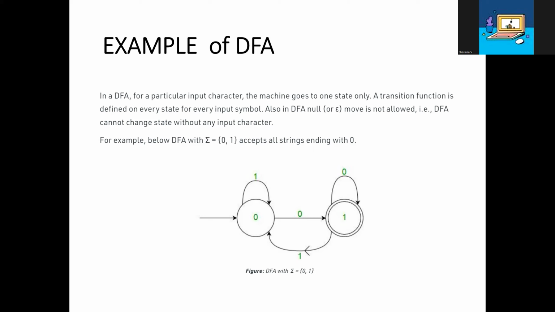Here the deterministic finite automata has 5 tuples. As we discussed in the last slide, the machine goes to only one state at a time. For the transition function, null or epsilon moves are not allowed in a DFA. Only one state transition is possible. A DFA cannot change the state without any input character. Without any input character, we cannot change from one state to another state.